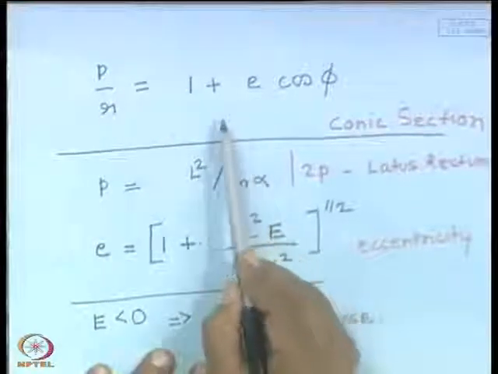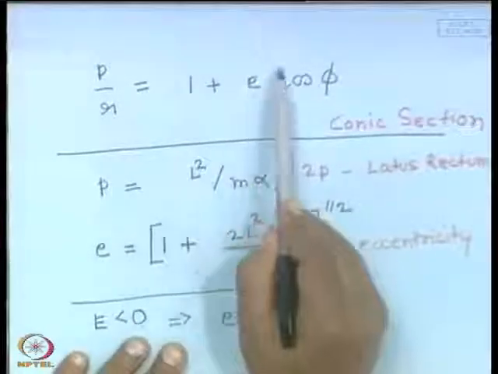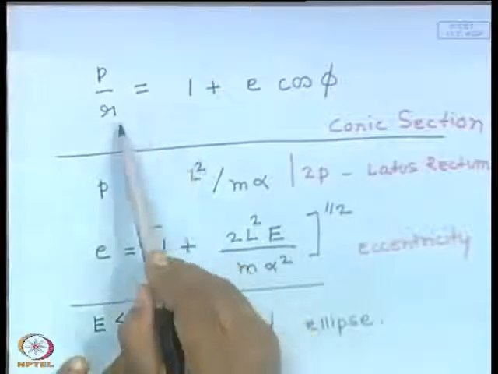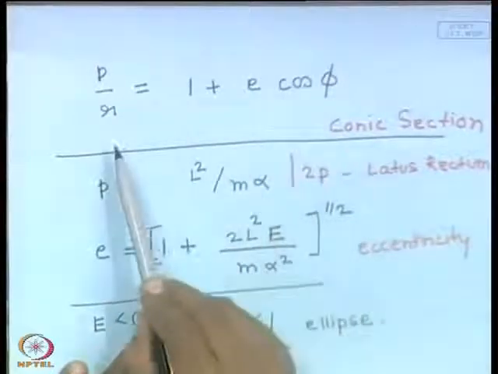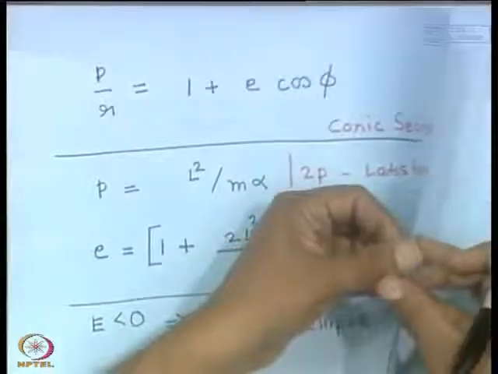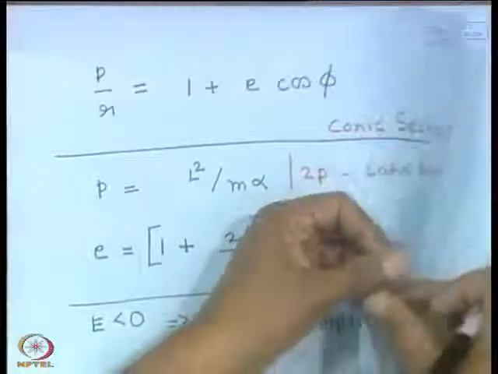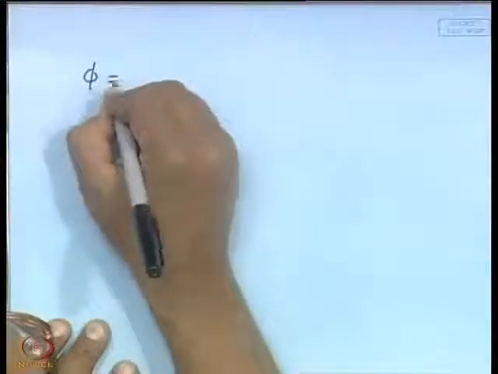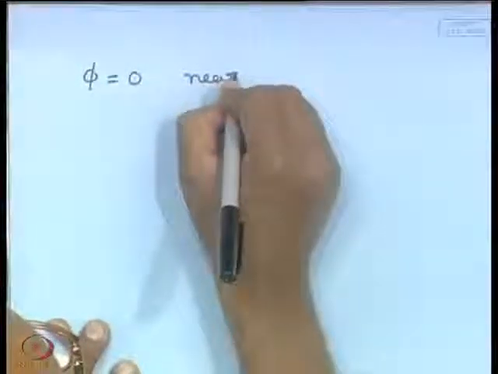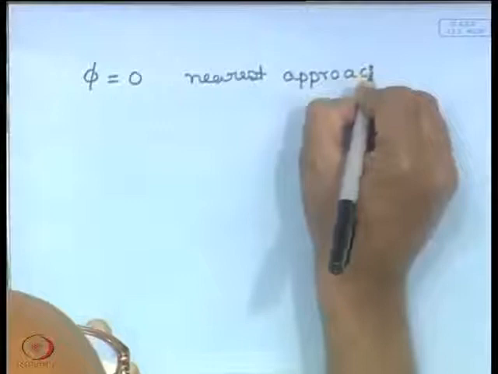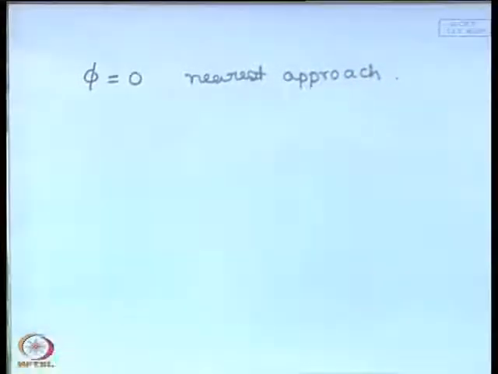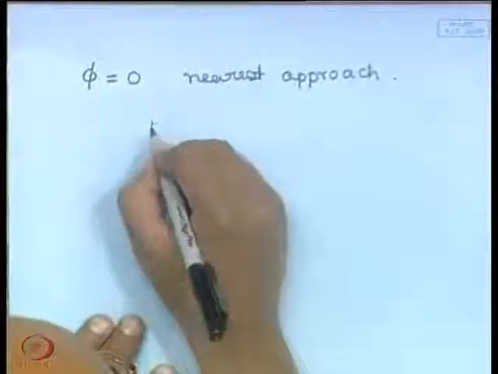That is the maximum value which the term on the right hand side can have, which tells you that the value of R is minimum. So phi equal to 0 corresponds to the nearest position of nearest approach, the point where it approaches nearest to the center of the motion. That is how the origin of phi has been chosen, and this is called the perihelion.